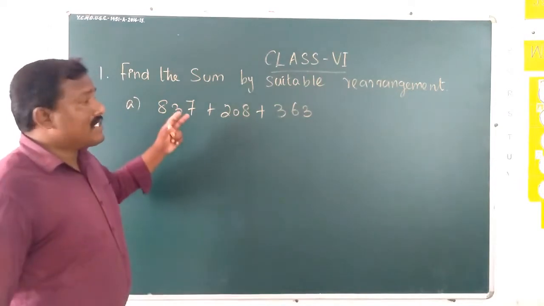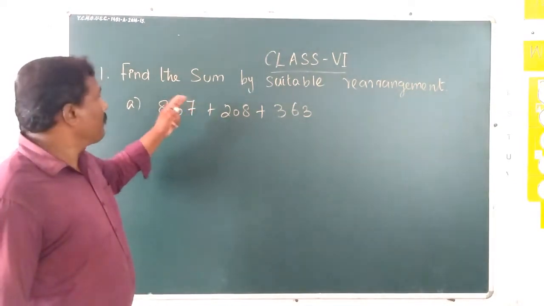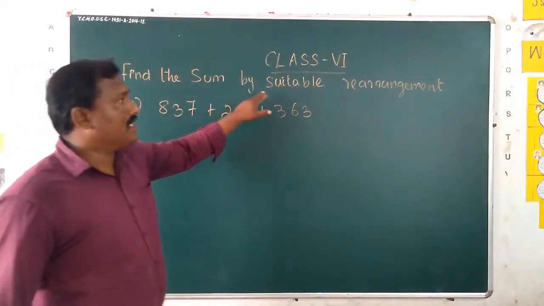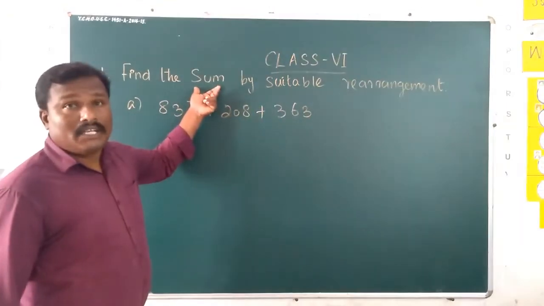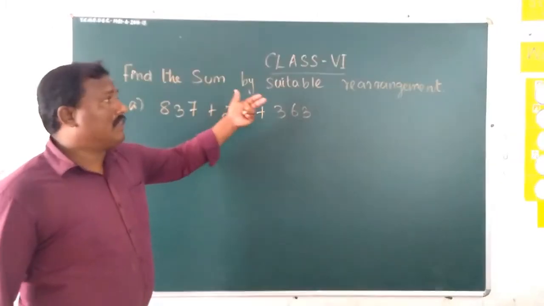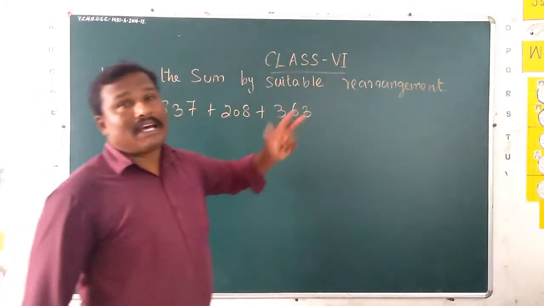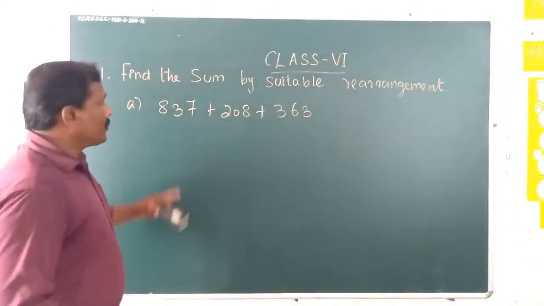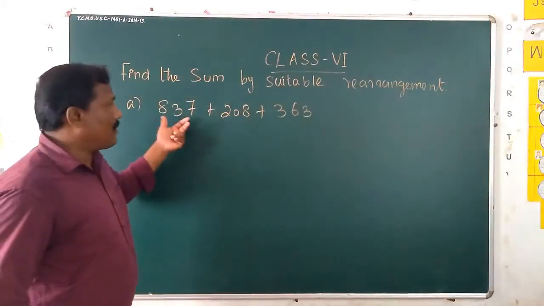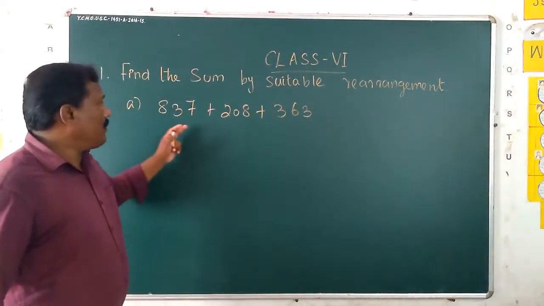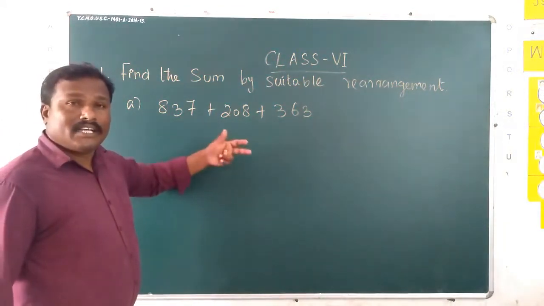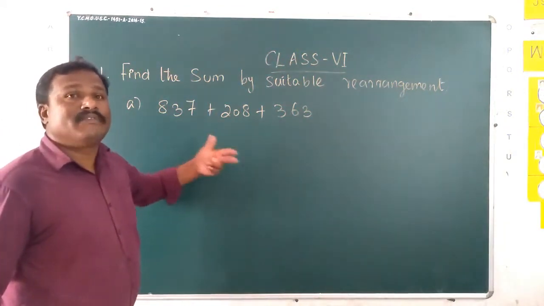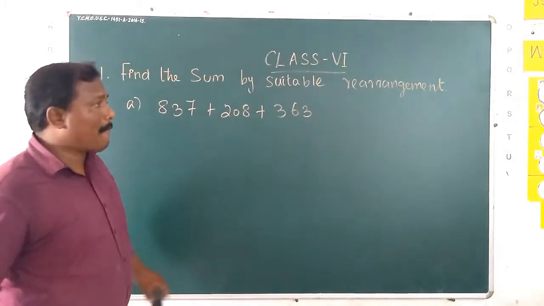So what's the question? Find the sum by suitable rearrangement. We have to find the sum, meaning the total, but we have to arrange the numbers suitably. Here they have given 3 numbers. We have to rearrange them so that we can add them easily. So we have to find that.